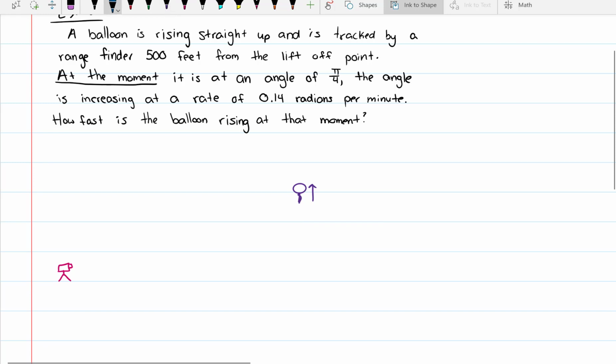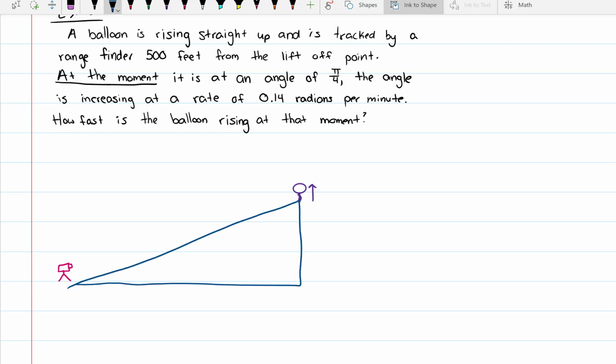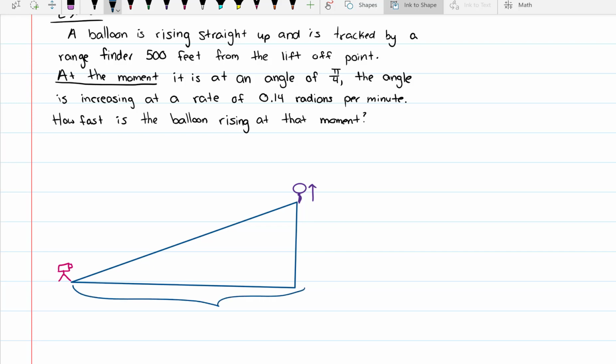So if I were to draw a triangle, like that, this distance right here is 500 feet, and this distance is increasing. So we're going to call that h. And we know that this is the angle between the rangefinder and the balloon. We'll call that theta.